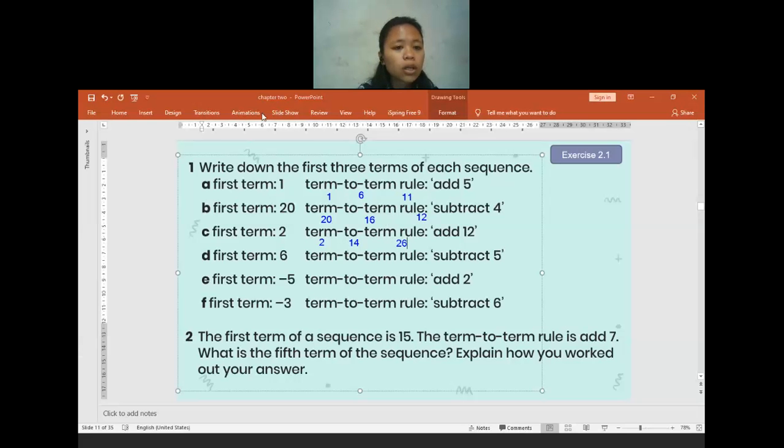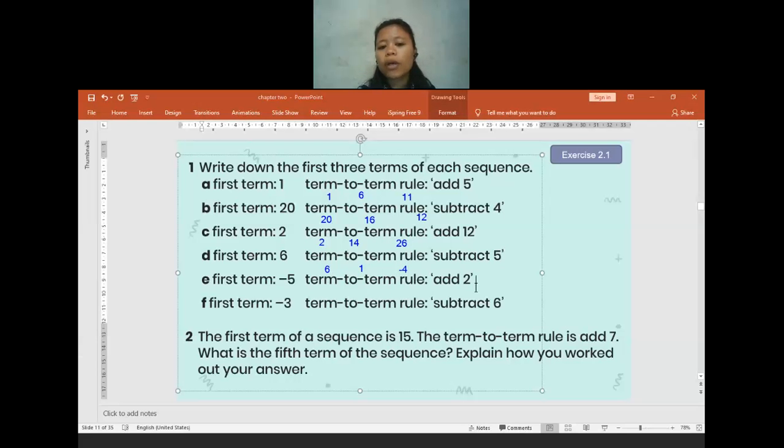After 14, what number will it be? 26. Is there anyone who is confused? No? Okay. If no one is confused, continue to question D. What number do I have to write first? 6. Okay. After 6, what number will it be? Okay, 1. After 1, what number will it be?